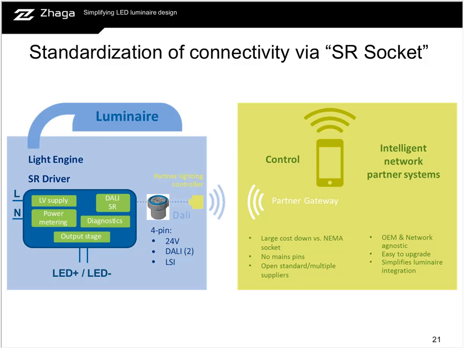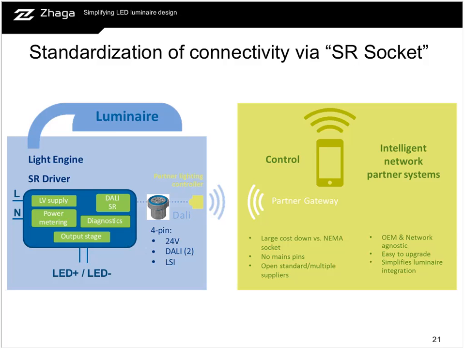Now on this slide we have a similar overview, but now we see the position of the socket, because that is the main part of this webinar. So we have this 4-pin socket which has the following pin assignment. We have a 24-volt typical voltage going from the driver towards the light control unit. We have a double DALI interface, and then we have an LSI pin. That's at the left side, for the luminaire OEMs.